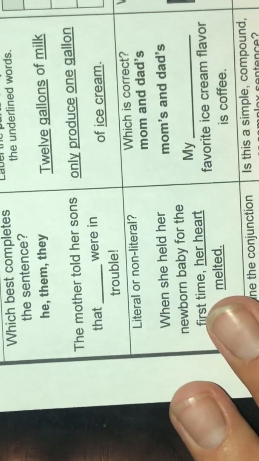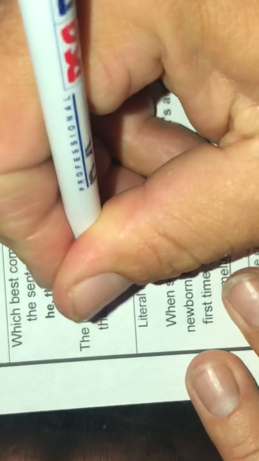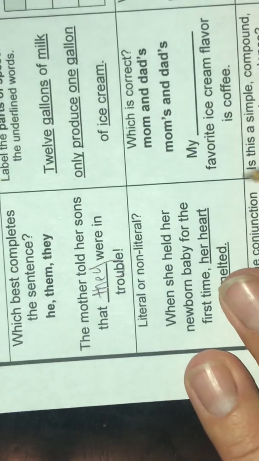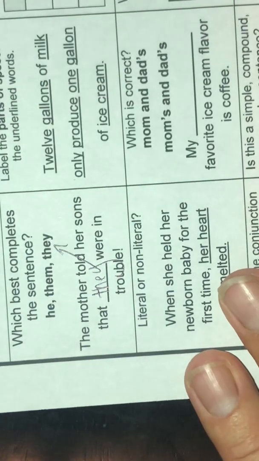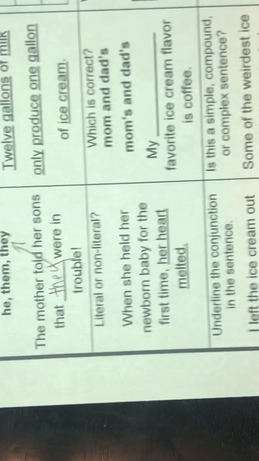Which best completes the sentence? The mother told her sons that they were in trouble. This is a pronoun. Pronouns take the place of nouns.